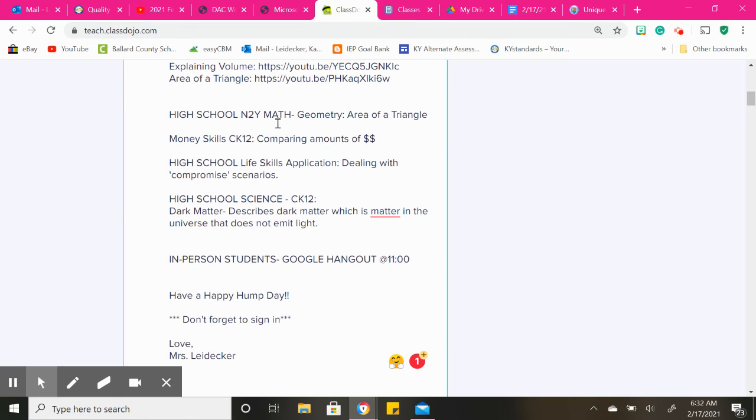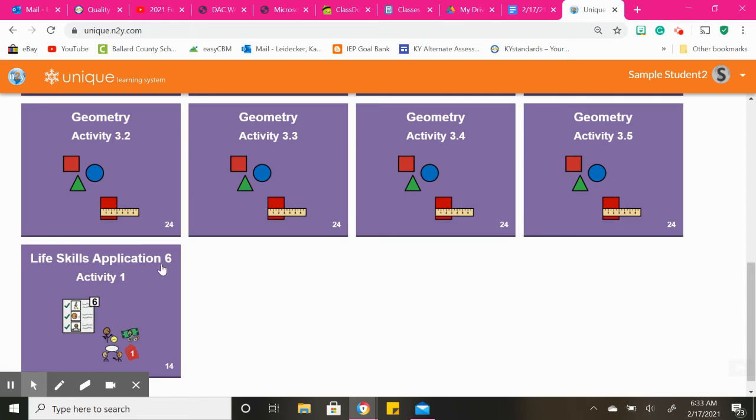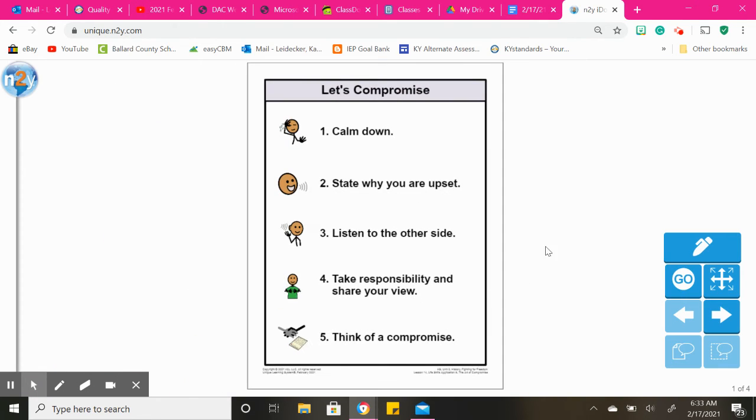So that completes the geometry, and then we are going to have money skills today on CK12. Everyone needs to get on CK12 if you are in money skills at 7th period while we're normally in school. That's going to be going over comparing amounts of money. And then our life skills application is learning to deal with compromise, so how we get along with others.